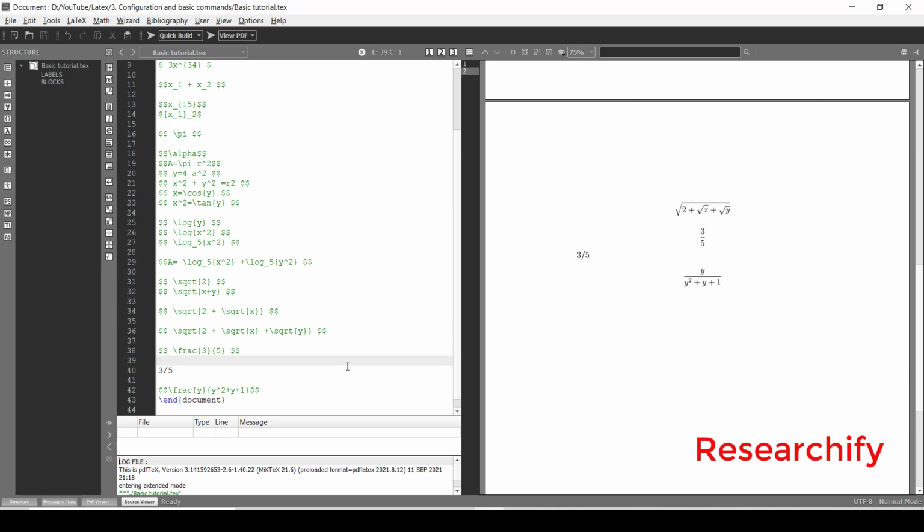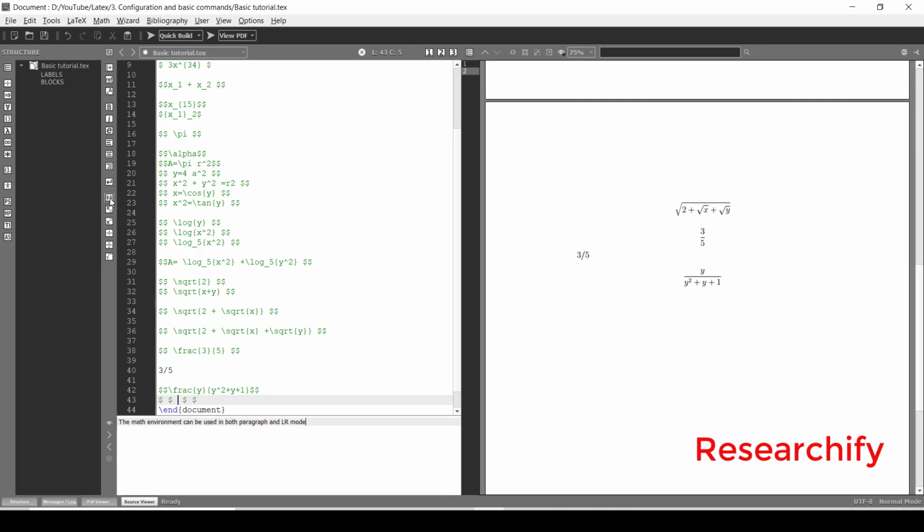Now let us take one more example, and in this case we will write root over x plus 1 divided by root over x minus 1. So just write double dollar and backslash frac. In the first curly bracket, write root over x plus 1.